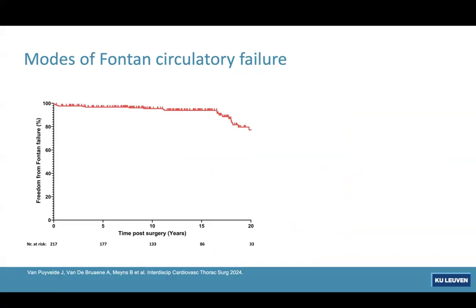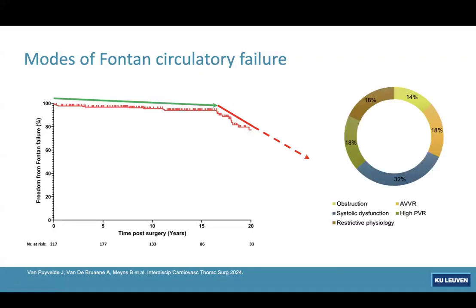So how does a Fontan circulation fail? That's a difficult question. This is data from our center, but I could have taken data from the New Zealand and Australian registry as well. But this is how the curve mostly looks like. It's an excellent survival during childhood, and then here you see this. There's like a break in the curve, and probably if you would continue that into adult age, you would see the same thing.